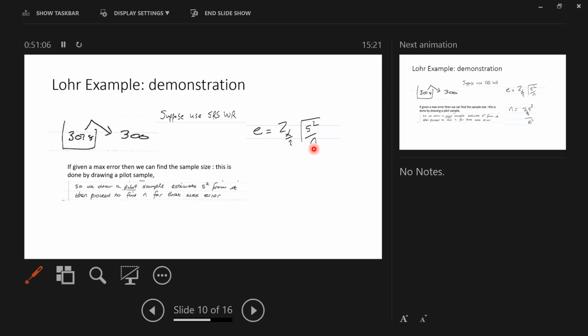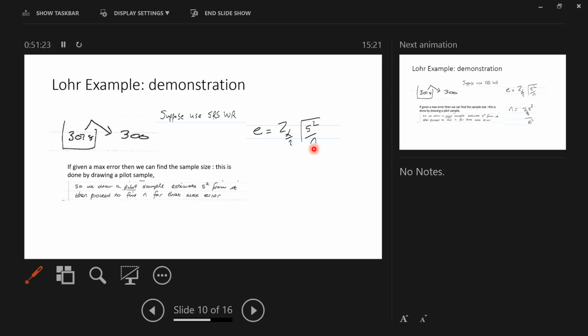But what is s squared? Because they say you must find the n. What is n? But to find n, you must have s squared. The s squared is the variance of the sample, but you want to know how many must I sample. So how can you look at s squared?